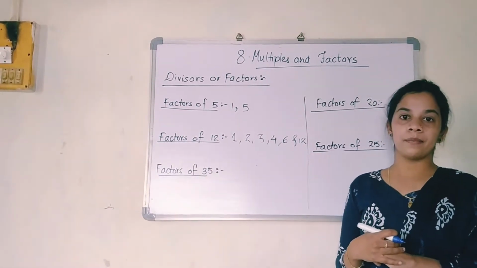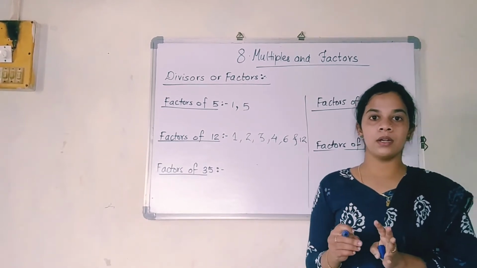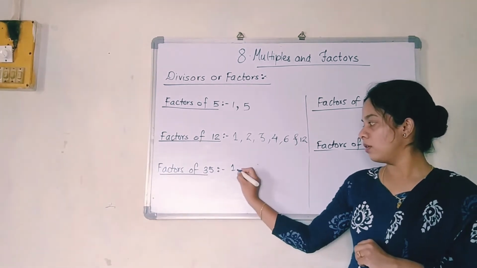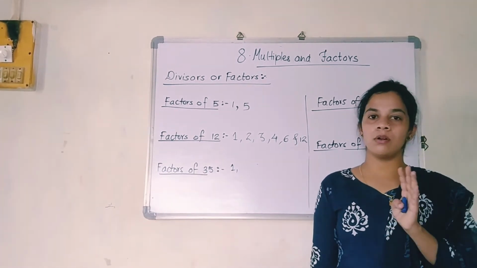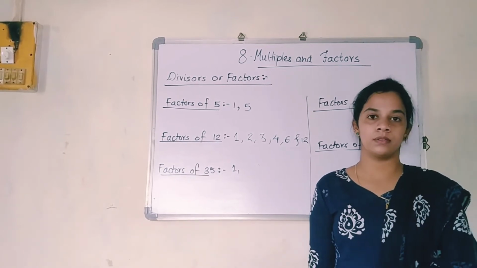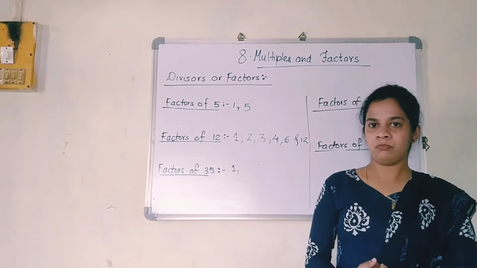Factors of 35. The numbers, or the tables of that particular number, in which this 35 occurs. In 1's table, always 1 will be the common divisor or common factor for all the numbers, because in 1's table that particular number occurs. 1's table it will come. 2's table, no.